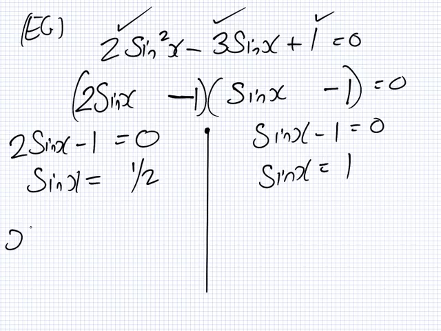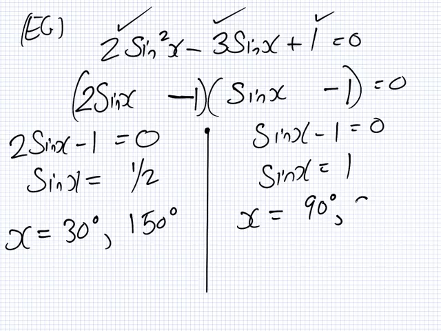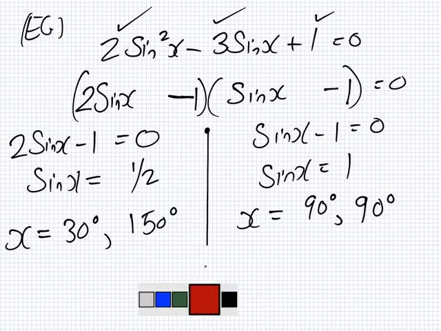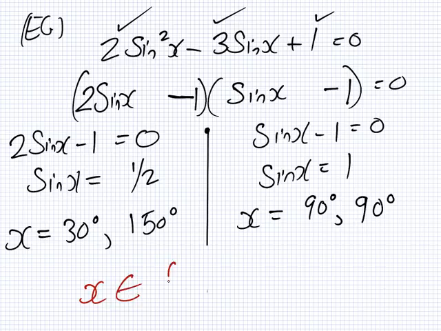So the calculator would give me an answer of 30. And so the second answer is 150. And here the calculator would give me an answer of 90. And the second answer is 180 minus 90, which is 90 again. So you realize in this case you only really have 3 answers instead of 4. x could be 30, 90, and 150.